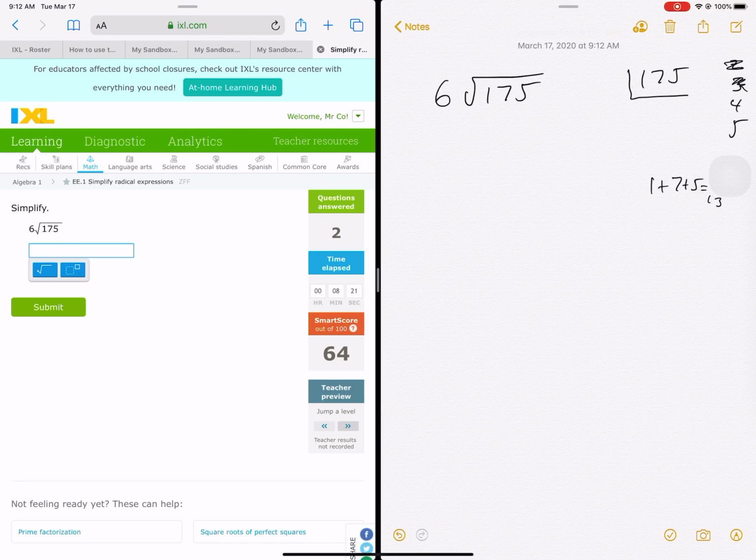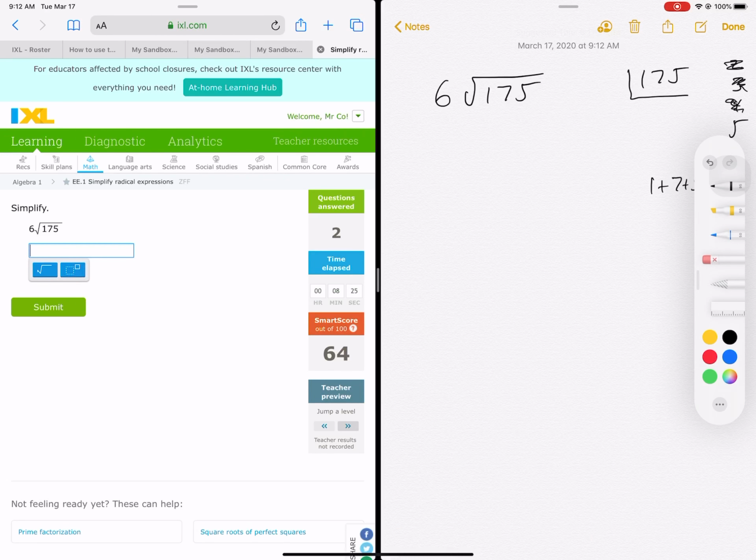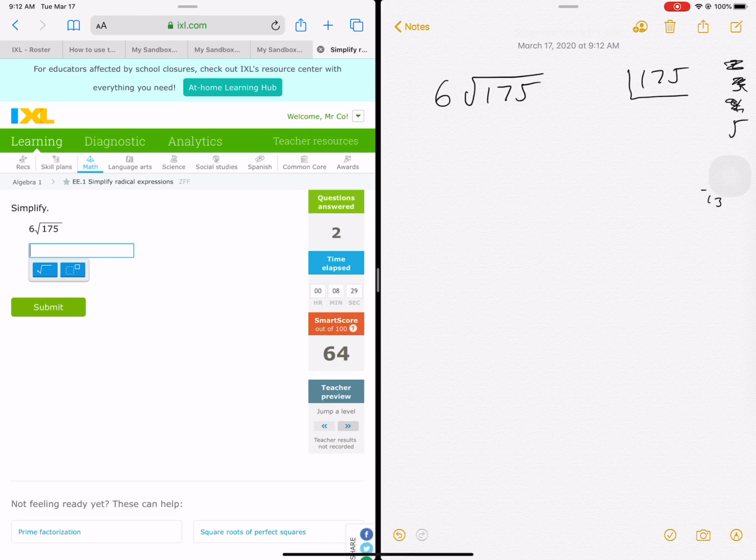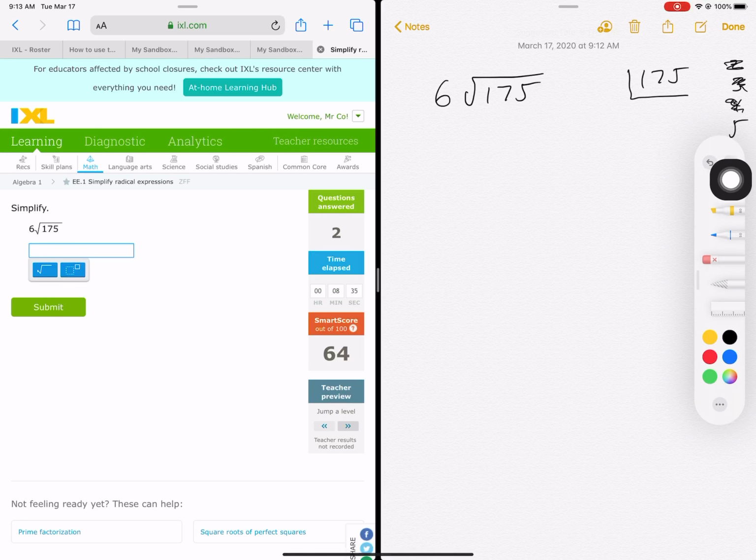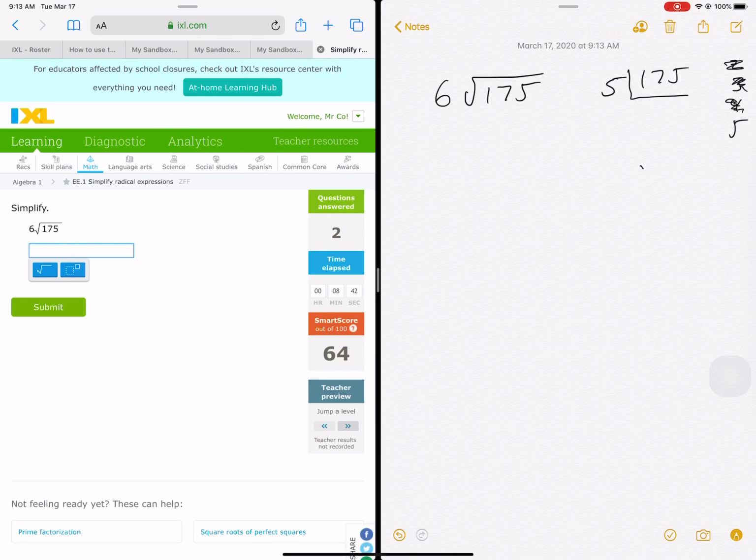4 means it has to be even. It's not even. So all we're left with is 5. So let's go ahead and try 5. 5 goes into 17. 5 times 1 is 5. 5 times 2 is 10. 5 times 3 is 15. So 3 times. Remainder 2.